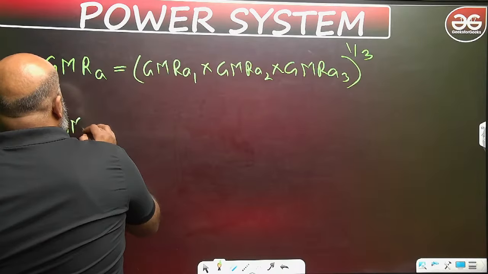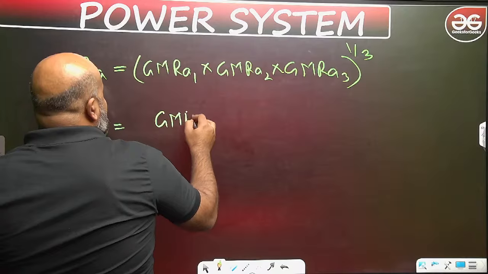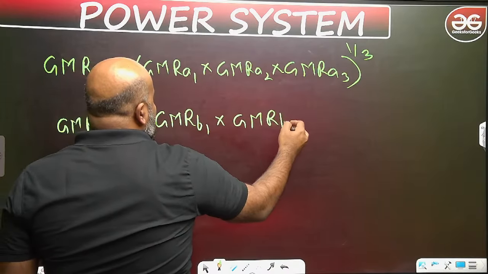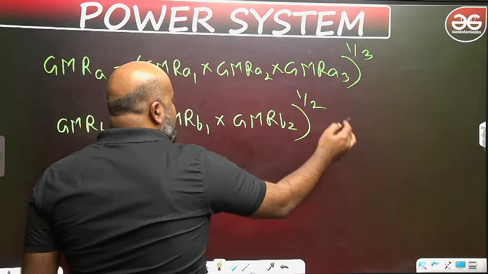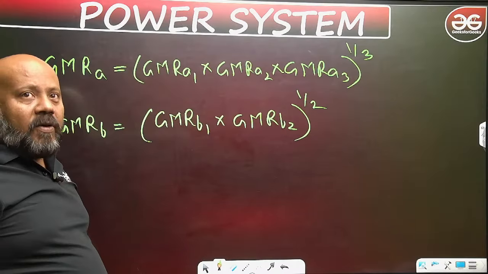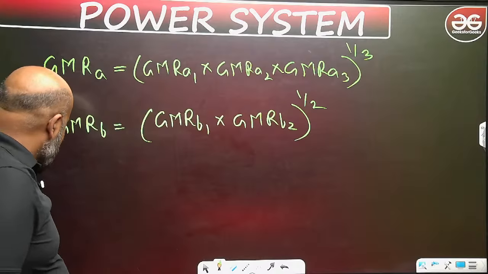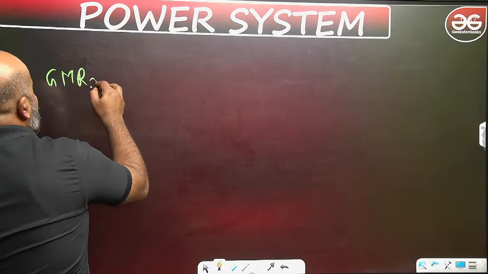Similarly, I can write GMR B as GMR B1 and GMR B2, because there are 2 subconductors. How many GMR? 2. How many do you want? 1. What is the effective root? 1 by 2. Now you can easily calculate GMR A1, A2, A3, and GMR B1, B2 separately. How am I calculating GMR A1? Just see this.